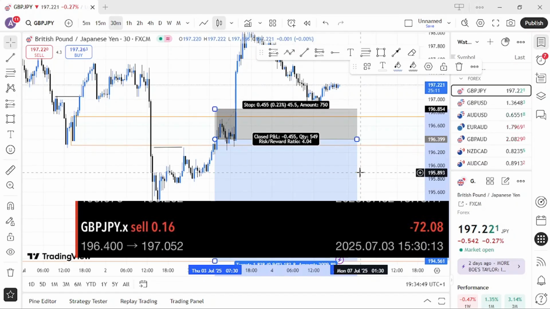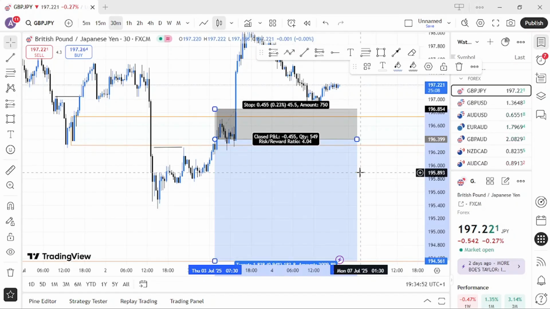So that's pretty much all the trades that I took this week. I lost about 3% of my account this week.